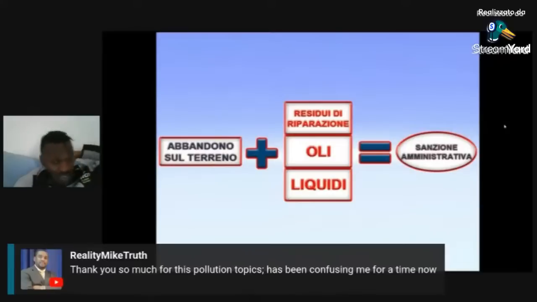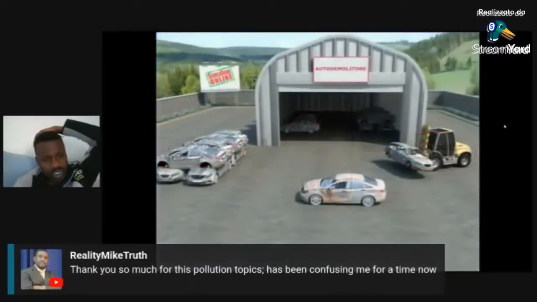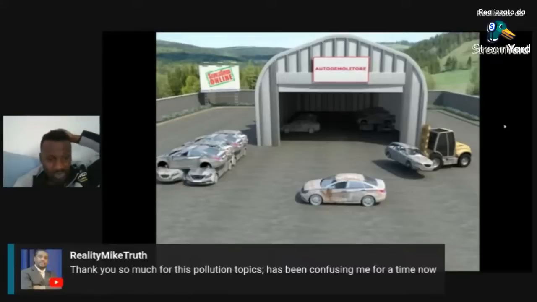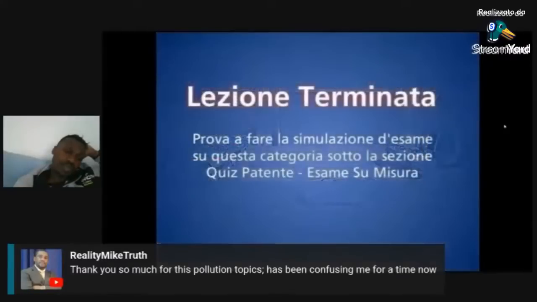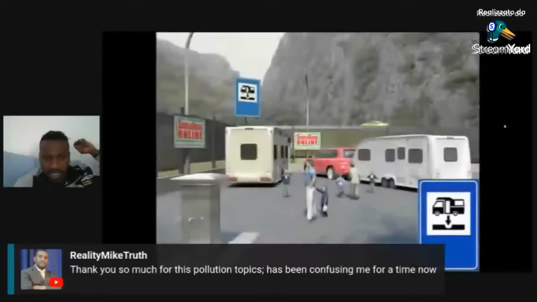So these are very important things to know in order not to practice the wrong thing on the road. If your vehicle is broken and you want to throw it away, you have to take it to the autodemolitore, which is where the vehicle will be disassembled and, of course, destroyed in the right manner. And this is, of course, the end of this topic.